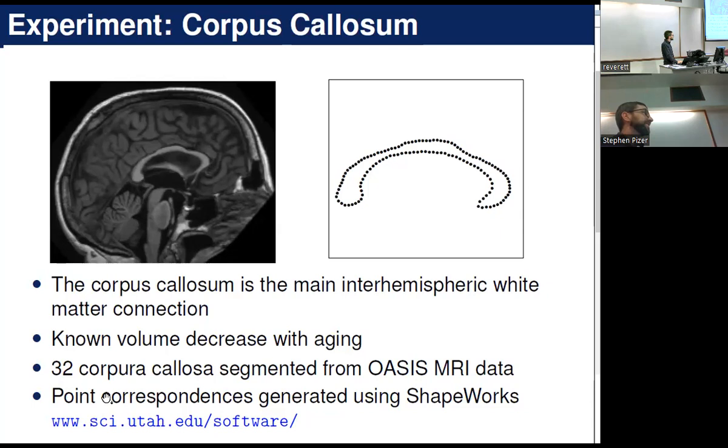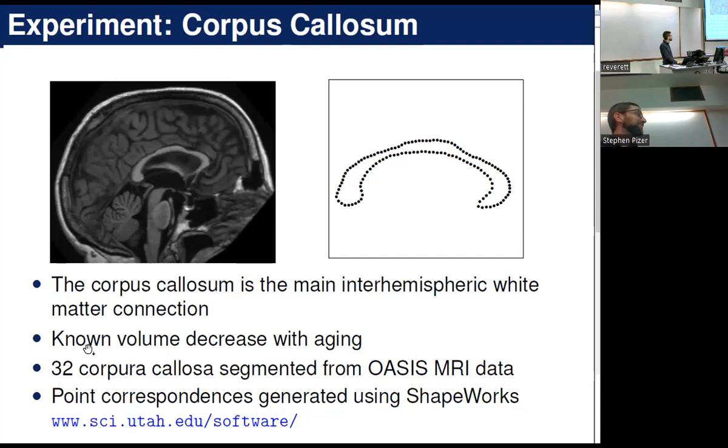This is a pretty small example, the 32 corpora callosa. I think I had trouble with how to pronounce it the first time I saw it a long time ago. After the corp is an O, it's corpora, not corpus. Okay, I still don't have it right. You can correct me on how to say corpus callosa.